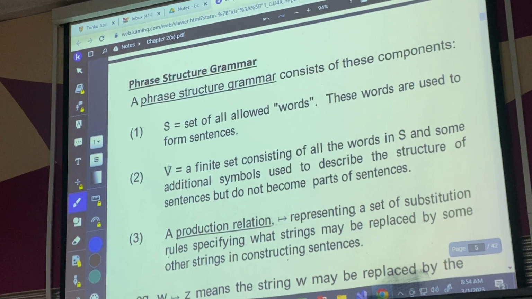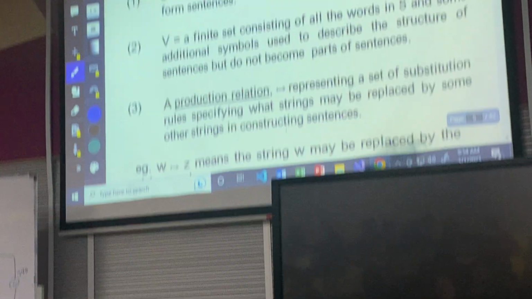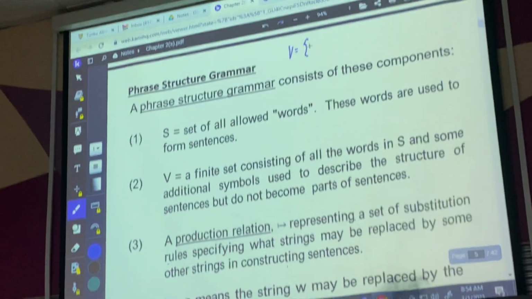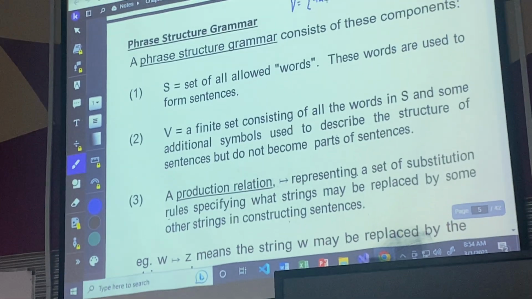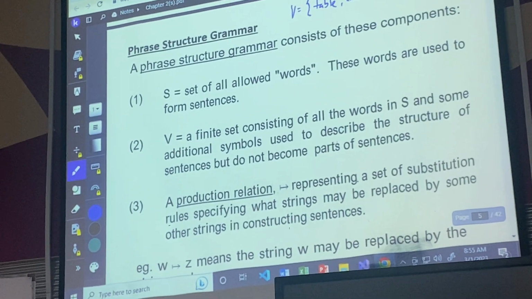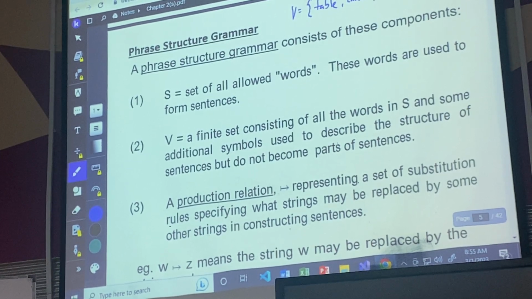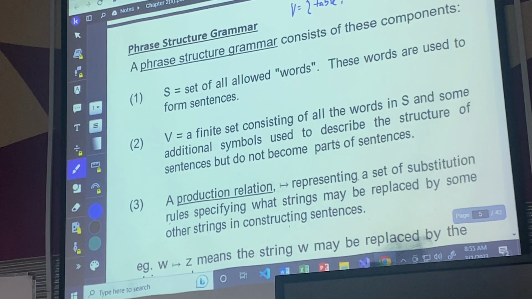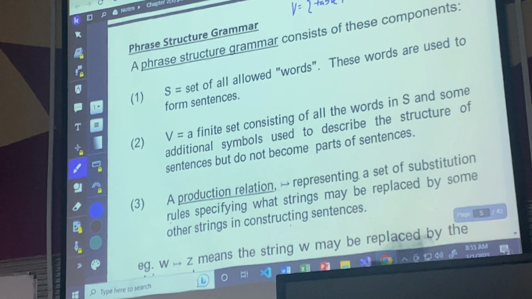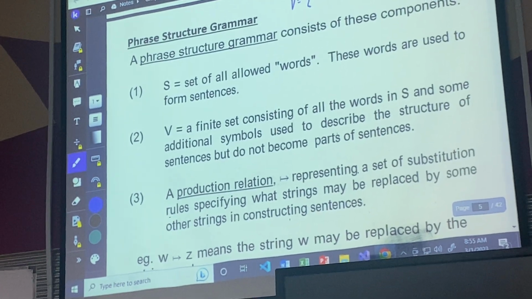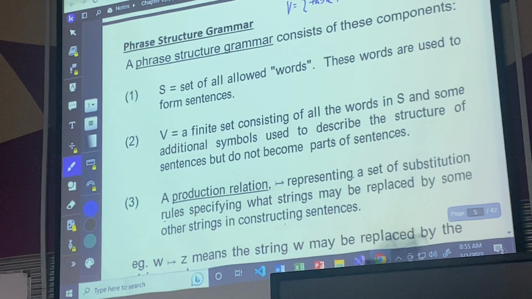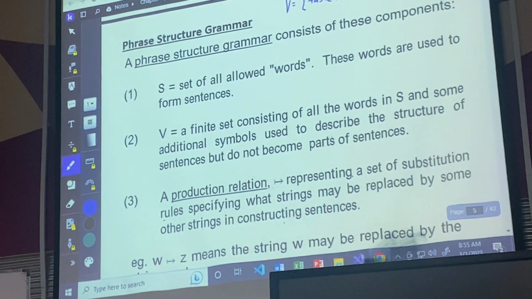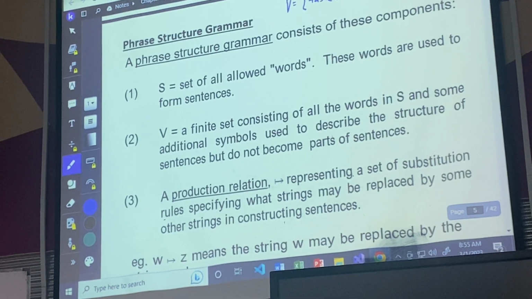What are the examples in the set V here? For example, the words I said just now: if you use table, right, to form a sentence, and then chair, and then shout loudly, and let's say I add in the verb, I add in the noun. So in this case, the words that we use to form the sentence are table, chair, shout loudly, but the words that we don't use are verb and noun.